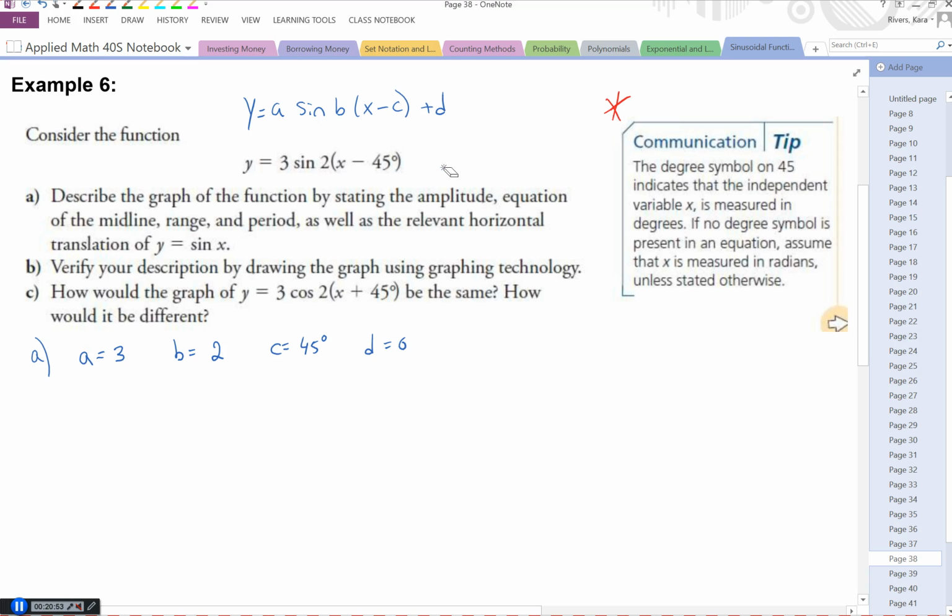Alright, so from there, if a is equal to 3, then we know that our amplitude is also 3. If b is equal to 2, then we know that the period is going to be 360 degrees divided by 2, or 180 degrees. If c equals 45, that means that there's going to be a horizontal shift to the right of 45 degrees.